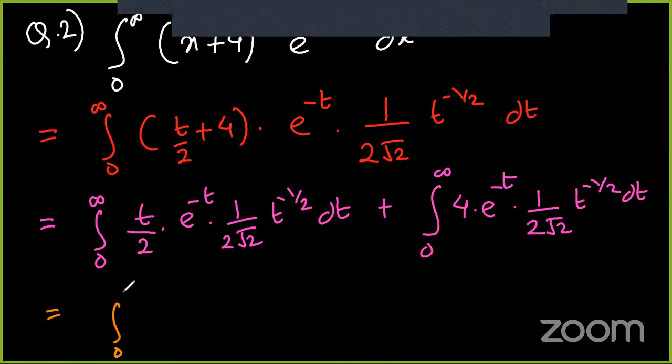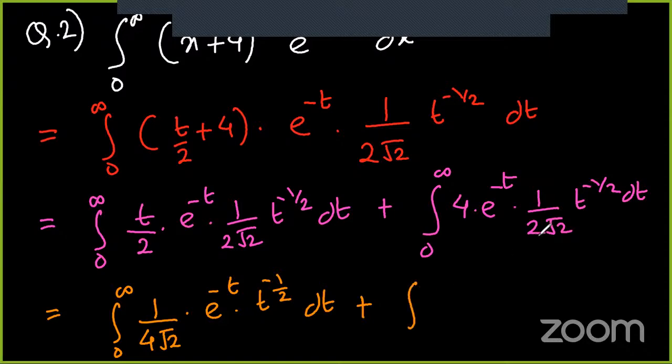So it's 0 to infinity. Okay, this 2 and this 2 will become 4. So the answer is 1 by 4 root 2 e raised to minus t and t raised to minus half dt plus, if this 4 cancels, it will become 2. So 2 divided by root 2 e raised to minus t and t raised to minus half dt. Sure? Did you get it till here? Let's go through it.